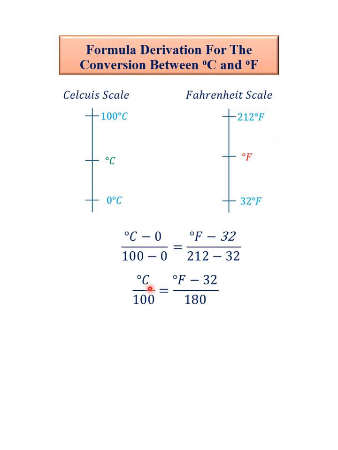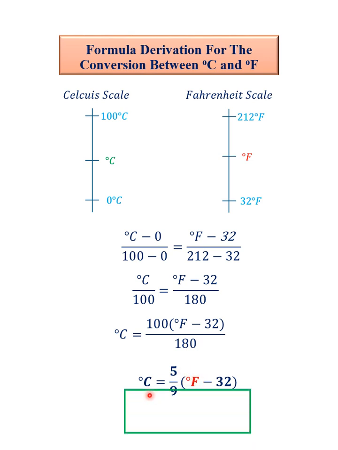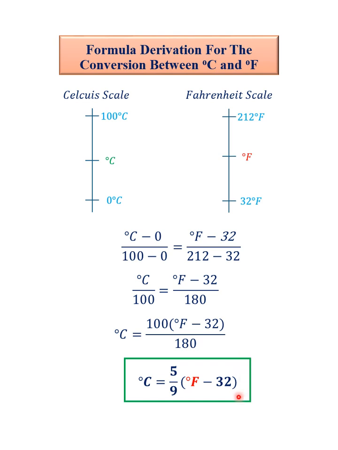To make the degree Celsius subject of the formula, we need this 100 to multiply the right-hand side. So degree Celsius will be equal to 100 divided by 180 multiplied by degree Fahrenheit minus 32. 20 divides 100 will give us 5, and 20 divides 180 will give us 9. So this is the formula you can use to convert a temperature from degree Fahrenheit to degree Celsius. Whatever value of the temperature is given in degree Fahrenheit, put it here and do your calculation. You're going to get the value in degree Celsius. So this is an important formula to take note of.